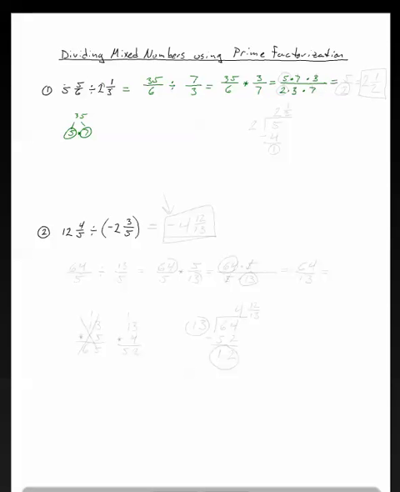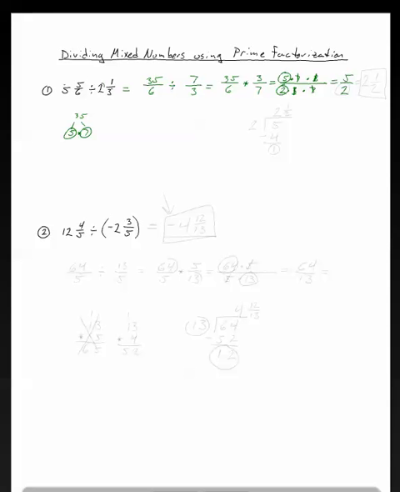Next thing is to cancel common factors. So I've got a 7 in the numerator and a 7 in the denominator. I also have a 3 in the numerator and a 3 in the denominator. So this gives me 5 over 2, because only the 5 and the 2 are left.